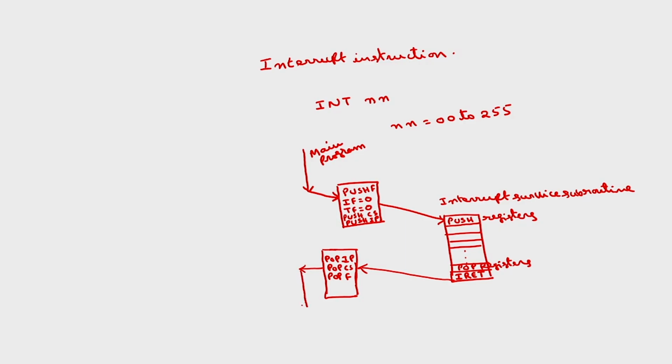Then the main program will continue. This is the flow of the main program whenever an interrupt occurs at this point. These are the various steps the microprocessor performs to complete the task of the interrupt. Now, there are 256 software interrupts. They are called software interrupts because they are invoked by an instruction.